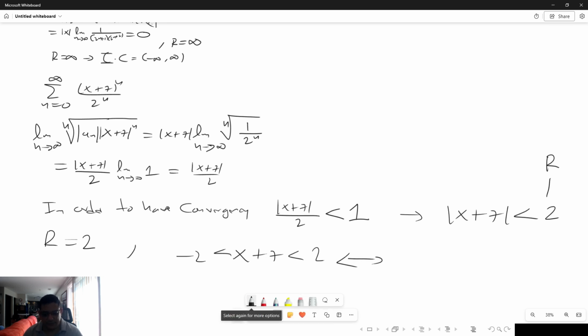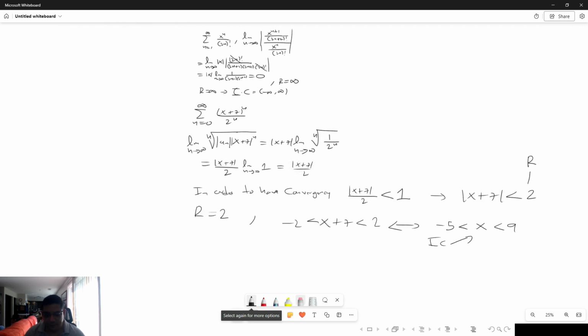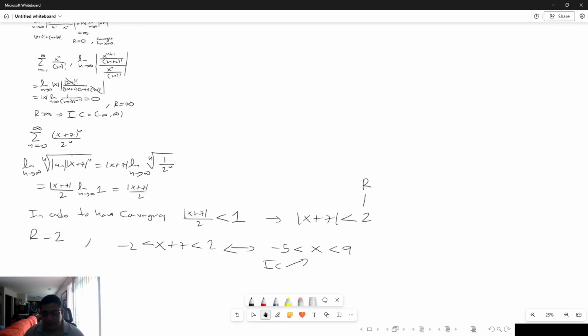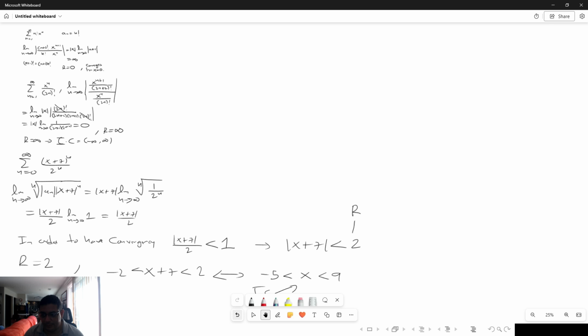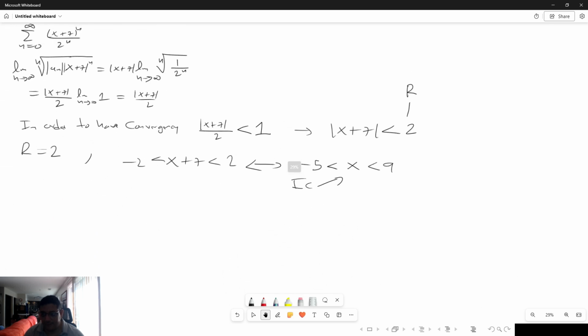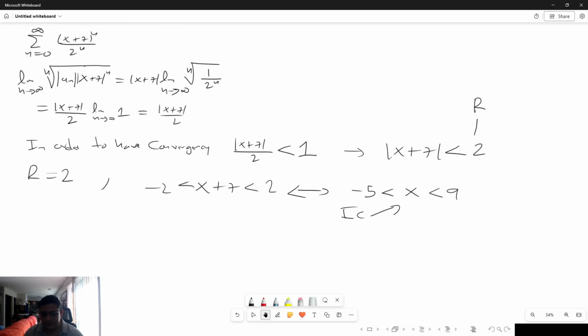But this is equivalent to adding minus 7 everywhere. And so x is between minus 9 and minus 5. And so this is my tentative interval of convergence. But I've got to go and see what happens now with the edges. So let's remember that this is x plus 7 to the n.